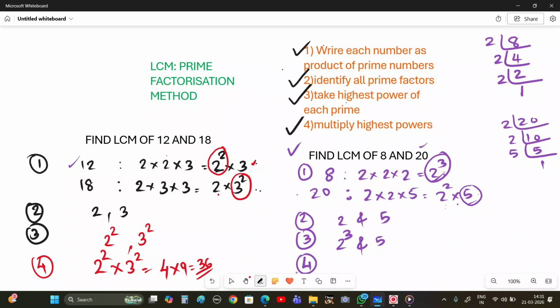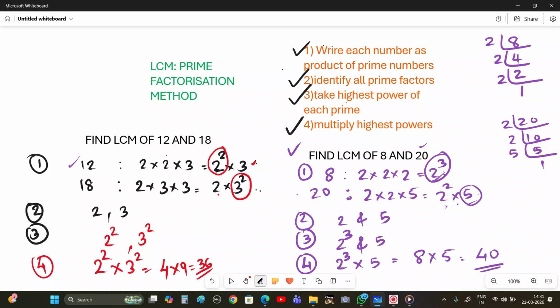And in the last step, what do you have to do? You have to multiply these highest powers. 2 cube times 5. 2 cube is 2 times 2 times 2, which is what? Which is 8 times 5. And the answer is 40.